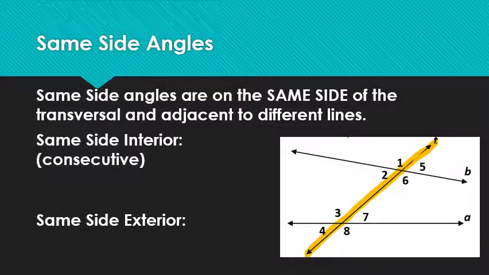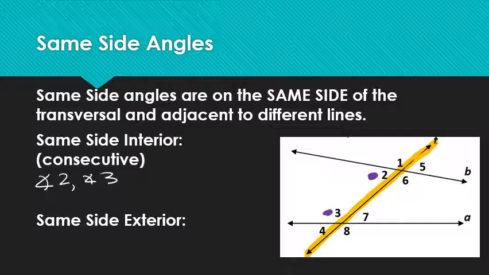And so now when I look at same side interior angles, they will sometimes be called consecutive interior angles. So if I look, angle 2 is interior, and I need another angle that is on the same side of the transversal that's also interior. So if I look at this picture and I think, okay, I need another angle on the same side of the transversal that's also interior, I get angle 3. So angle 2 and angle 3 would be considered same side interior.